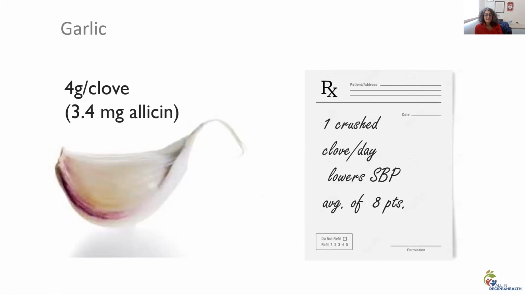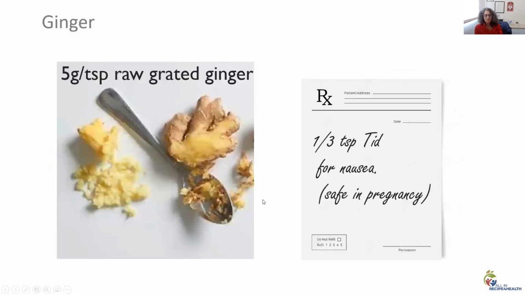For Mrs. C, this might be all the therapy she needs, right? Because she has borderline hypertension. We might be able to push her over the edge with some exercise, some relaxation, some dietary change, and a clove of garlic a day. Who knows? Next. And finally, ginger, my favorite, 5 grams per teaspoon of raw grated ginger.